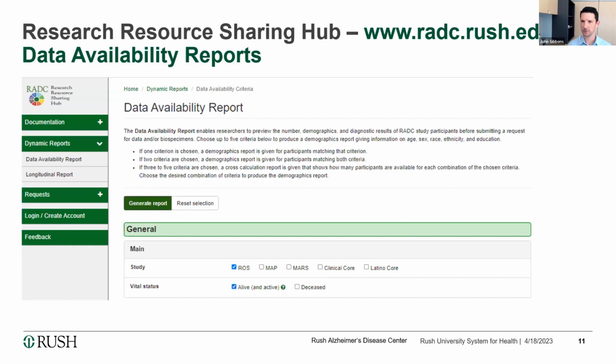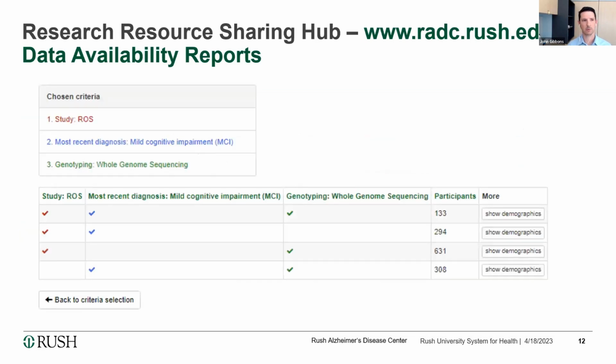You can select multiple things on this report, on this webpage. You go to generate a report, and if you select 3 or more, it will give you something like this, which is a frequency breakdown. It'll give you exactly what you wanted, which in this case, I selected ROS and MCI and whole genome sequencing data, and that's 133 participants.